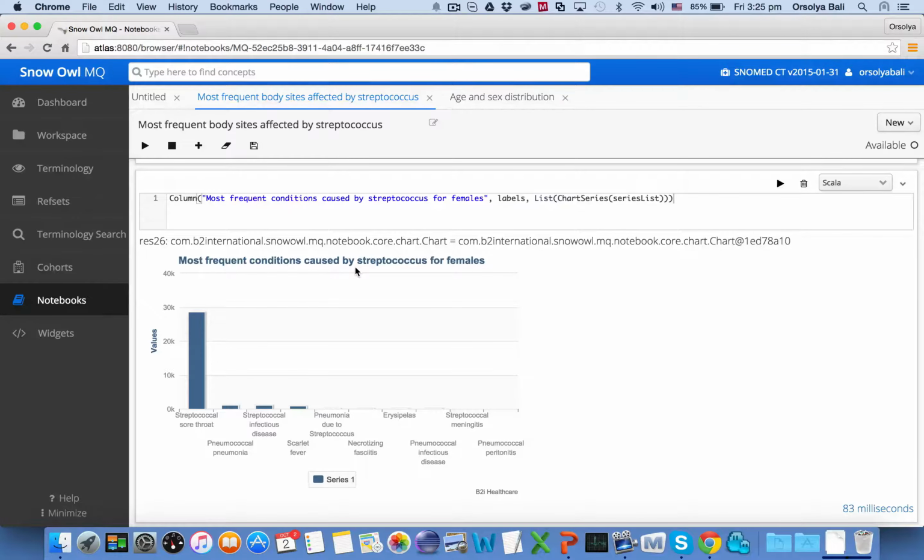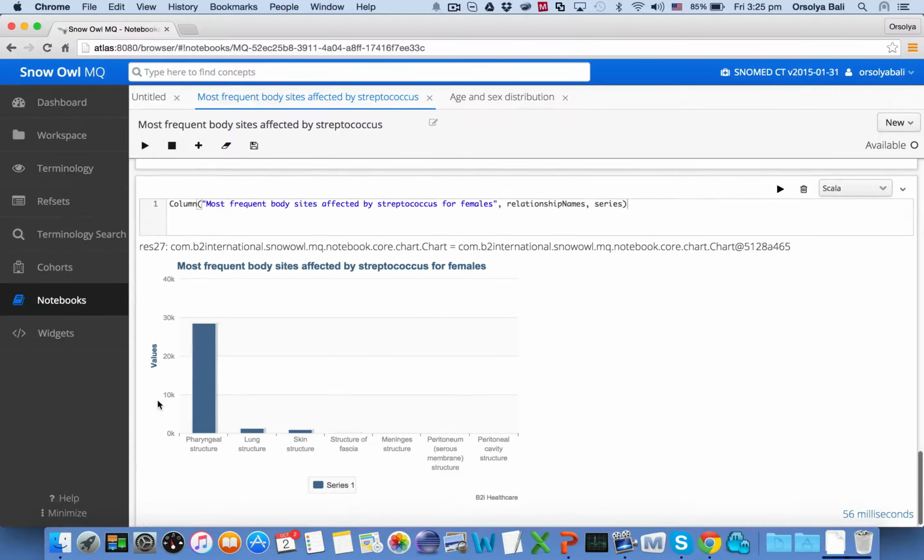And the question that we would like to ask is the body site which is affected. So the body site that is really the infected piece during the course of this disease. So it is not very difficult to infer that the first most frequent body site will be the throat. Using a clinical language, it's the pharyngeal structure. But we can also see that the second most vulnerable body part that can get streptococcal infection is the lung structure, and it is also possible for having skin infections by the streptococcus bacteria.